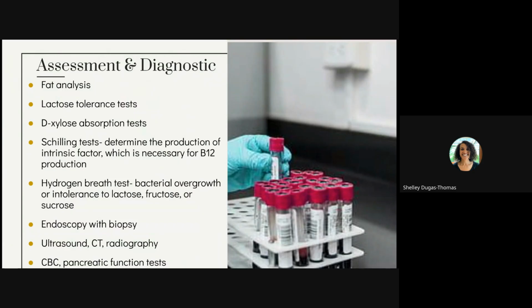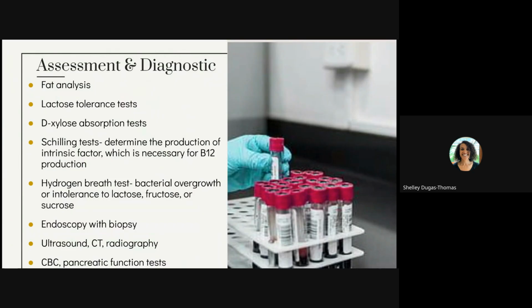So laboratory and functional tests include fat analysis, which evaluates fat malabsorption, lactose tolerance tests, which detect lactose intolerance, the xylose absorption test, which assesses carbohydrate absorption, Schilling's test, which measures vitamin B12 absorption and intrinsic factor production, and the hydrogen breath test, which detects bacterial overgrowth or sugar intolerances, including lactose, fructose, and sucrose.